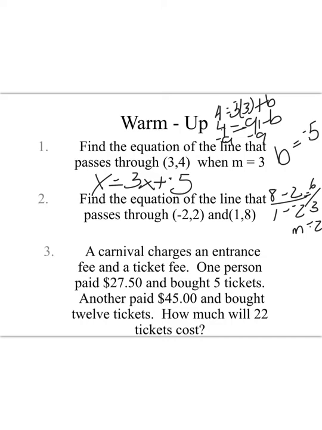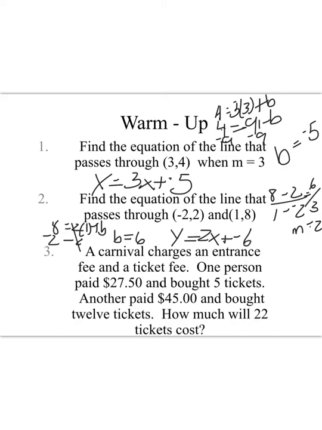So plugging into my equation, 8 equals 2 times 1 plus b. So that's 2, so I'm going to subtract 2 from each side. And I get b equaling 6. So writing this as my final equation now, y equals 2x plus negative 6.